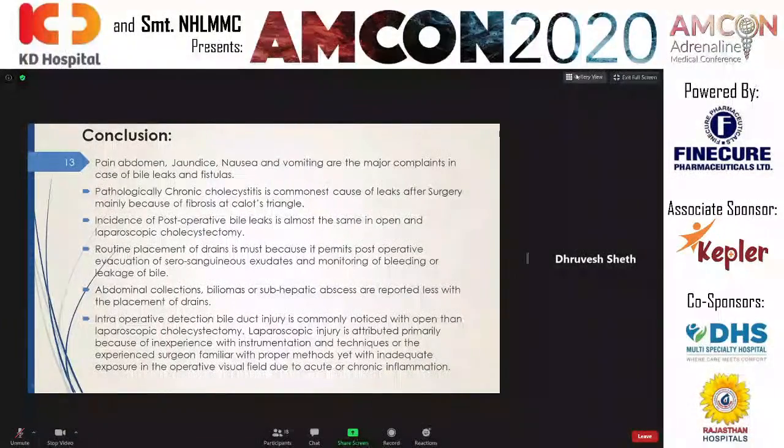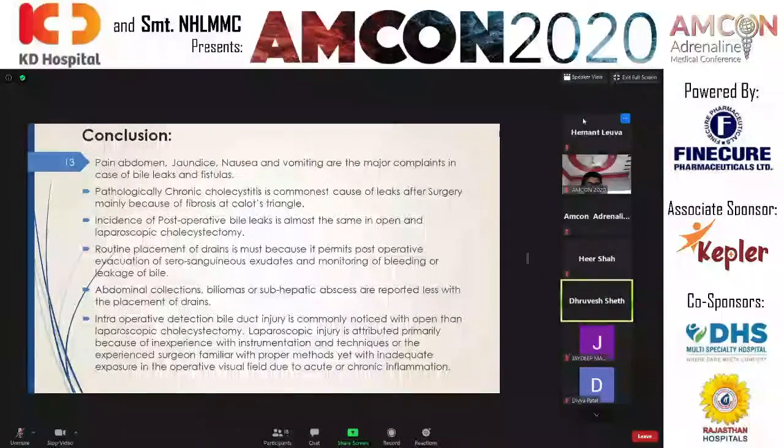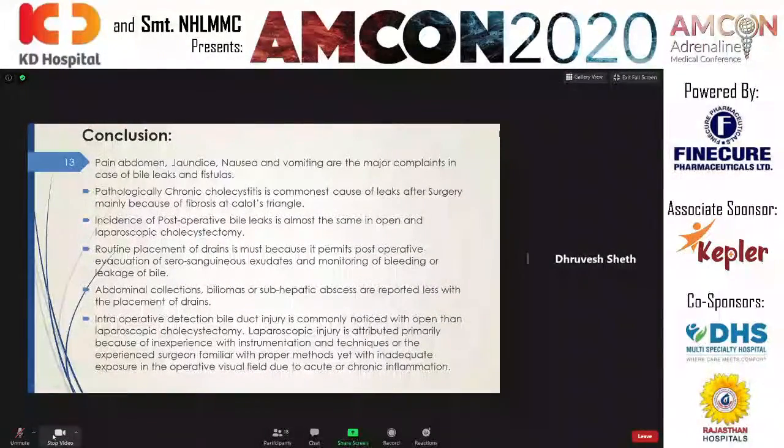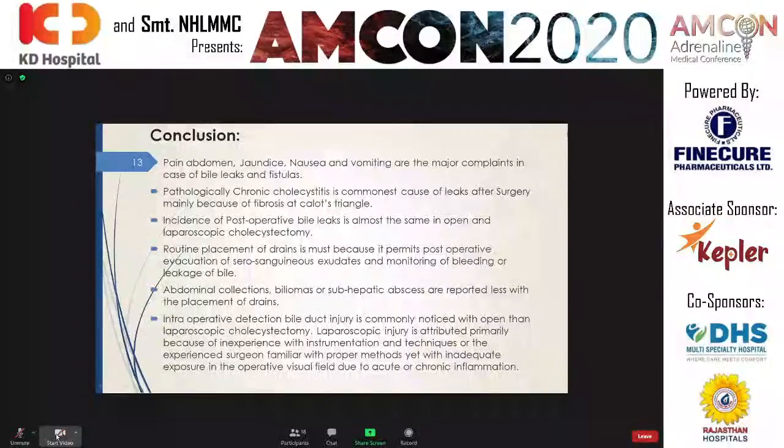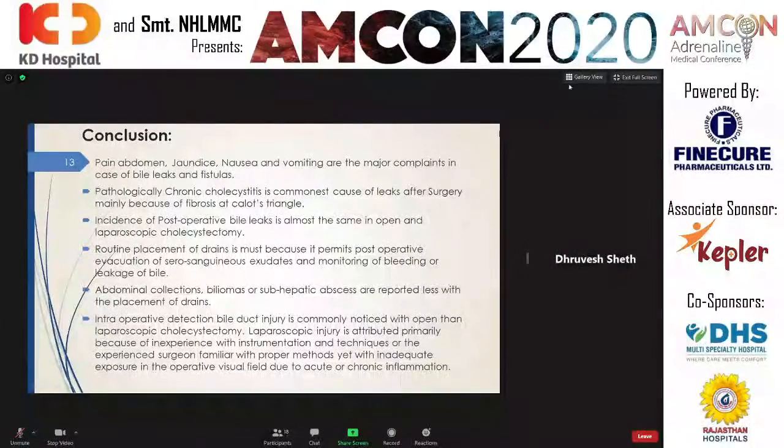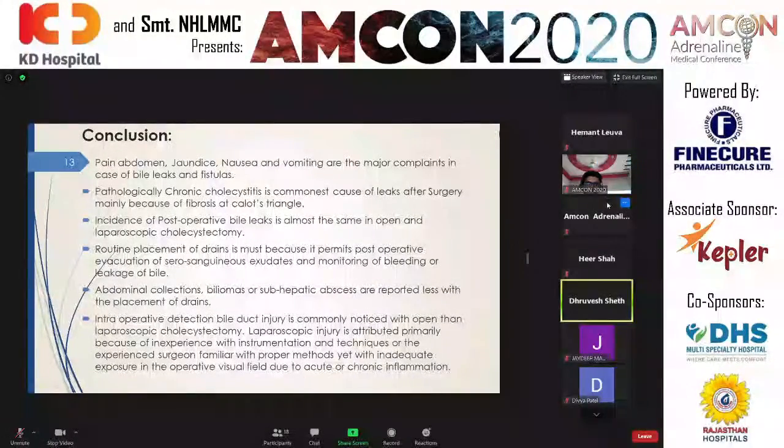Routine placement of drains is a must because it permits postoperative evacuation of serosanguinous exudates and monitoring of bleeding or leakage of bile. Abdominal collections, biliomas, or subhepatic abscesses are reported less with the placement of drains. Intraoperative detection of bile duct injury is more common with open than laparoscopic cholecystectomy.